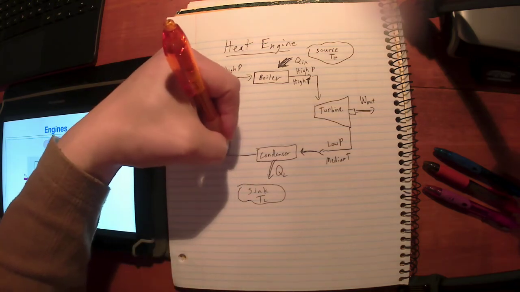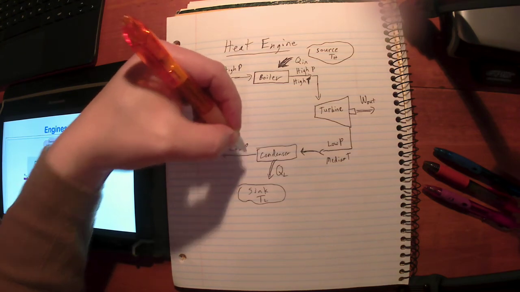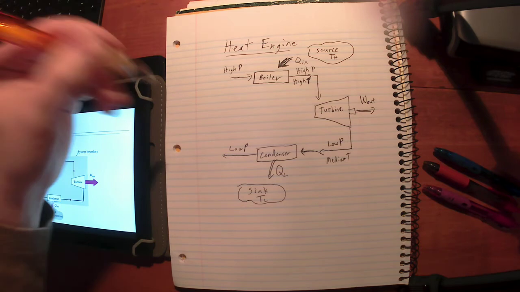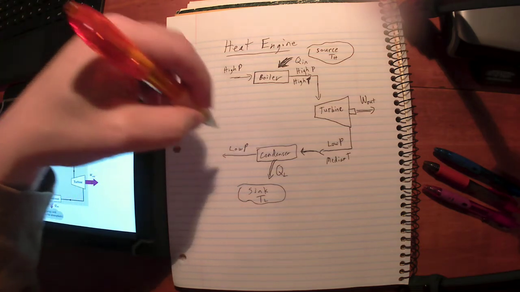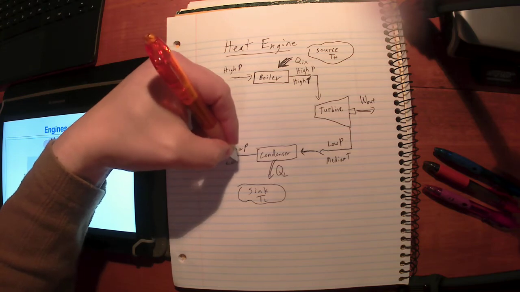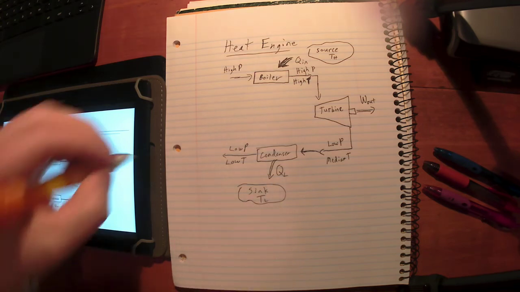So the idea then is it's going to come out low pressure. There's nothing in here that's going to change the pressure. It'll actually drop a little bit realistically. But for our purposes, we'll assume it's a constant pressure. And we want it to come out low temperature. Or it's going to come out lower temperature because we're removing heat from it.